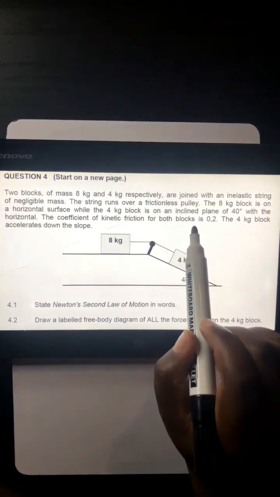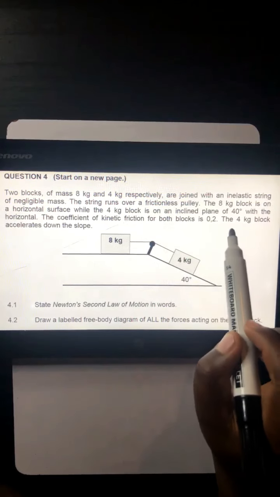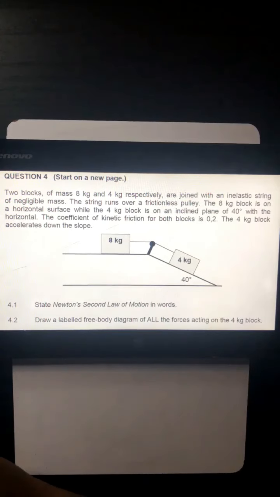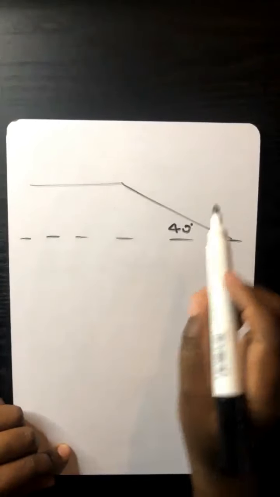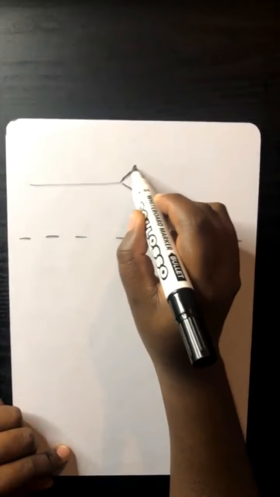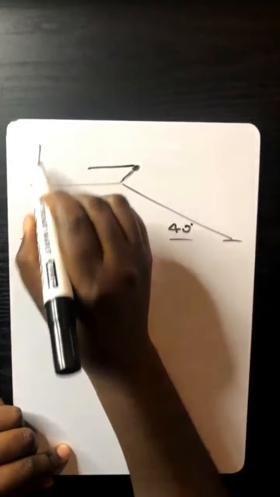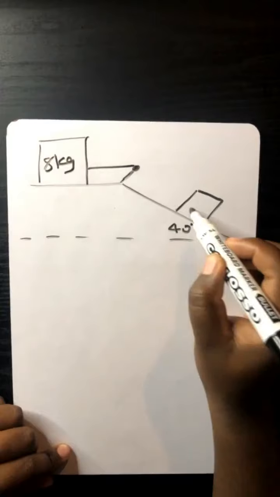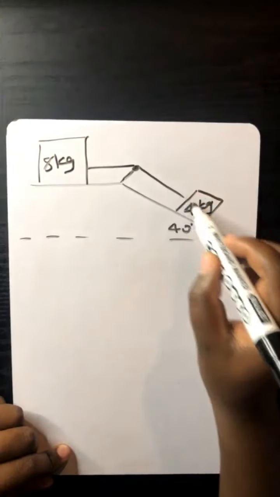The coefficient of kinetic friction for both blocks is 0.2. The 4 kg block accelerates down the slope. Okay, let me just quickly try to redraw that diagram. So we've got something similar to that, and it forms an angle of 40 degrees there. Then we have a pulley there. Then we have that bigger one being 8 kg, and then we have this one being 4 kg. That one is a smaller one there.